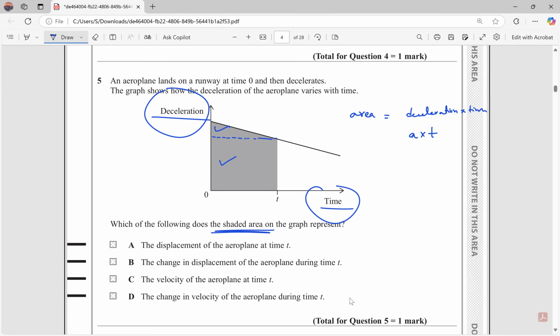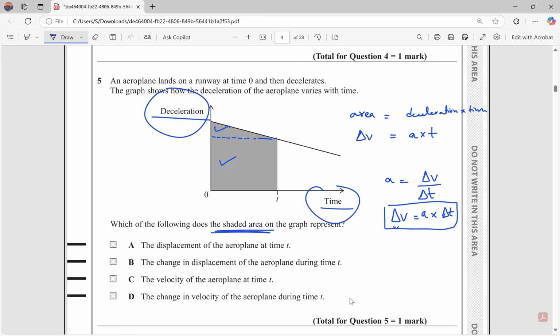Now, let's think of the formula of acceleration. The formula of acceleration is change in velocity over time, right? It can also be written as change in time. It's fine. You can write it either way. So change in velocity is equal to acceleration multiplied by change in time. Whenever you multiply acceleration by time, what do you get? You get change in velocity. So over here, the area represents change in velocity.